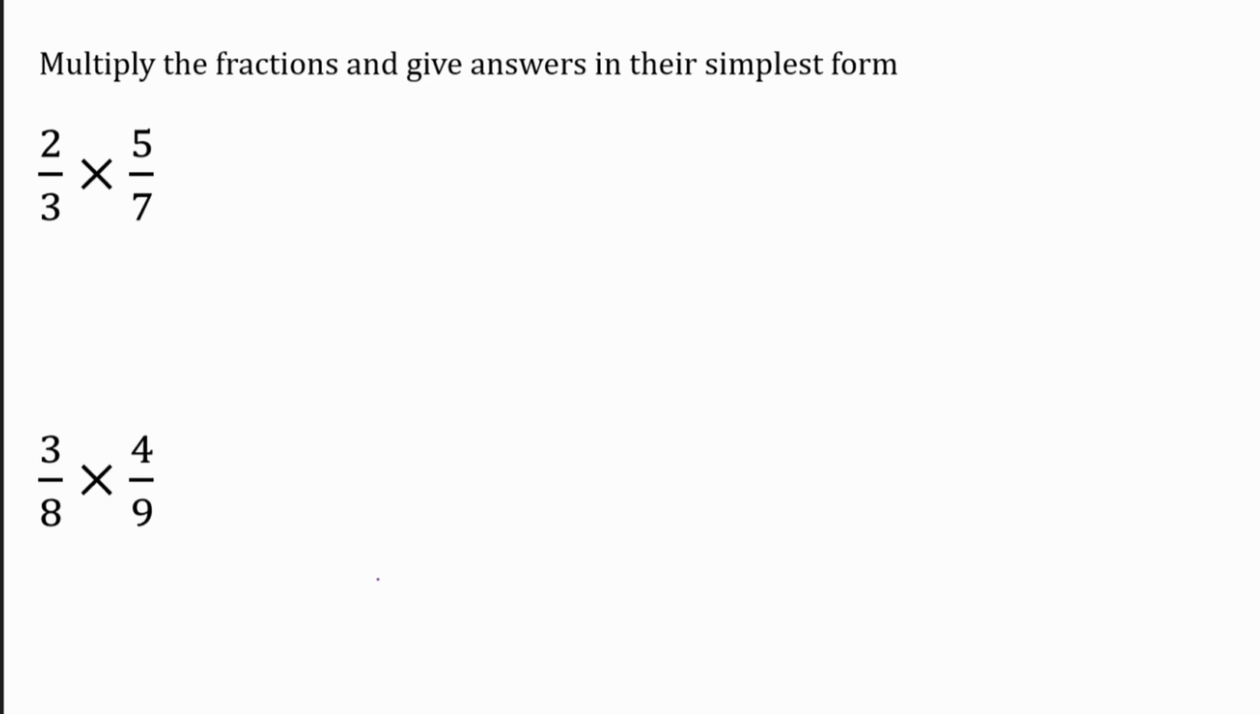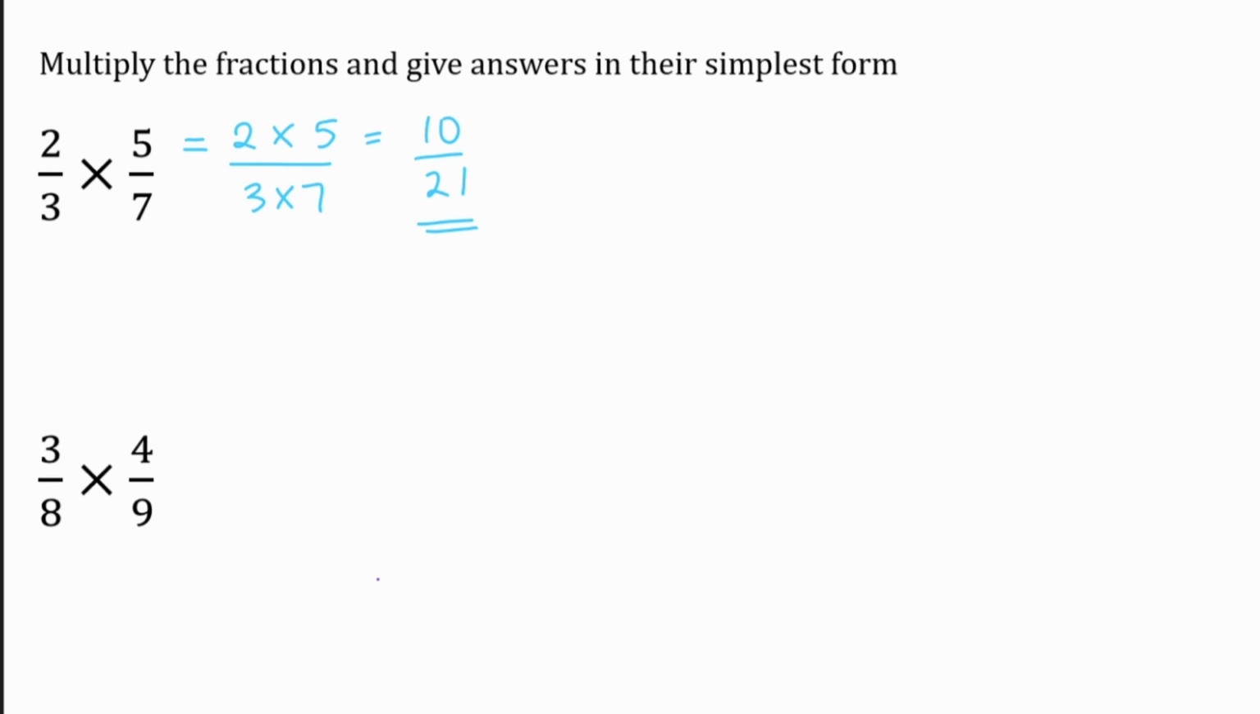In this case, we're just going to multiply the numerators by each other, and then the denominators by each other. So 2 multiplied by 5 gives us 10, and 3 multiplied by 7 gives us 21. Now, because there are no common factors between 10 and 21, this will be our final answer in its simplest form.